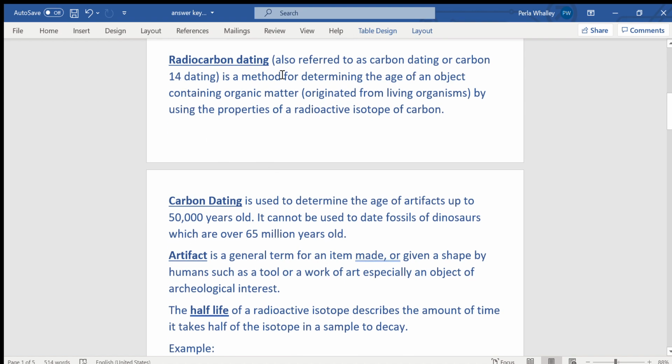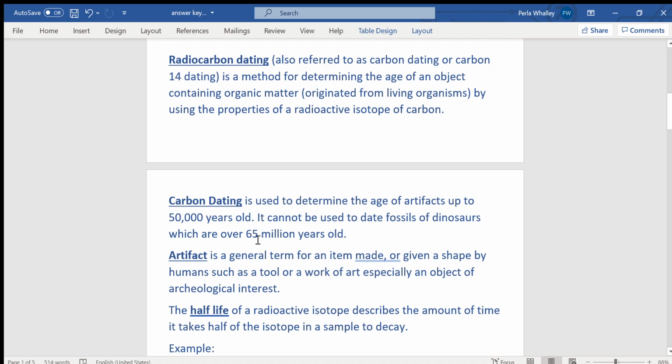Radiocarbon dating, also referred to as carbon dating or carbon-14 dating, is a method for determining the age of an object containing organic matter. That means it originated from living organisms, by using the properties of the radioactive isotope of carbon. That is why the name is radioactive carbon.